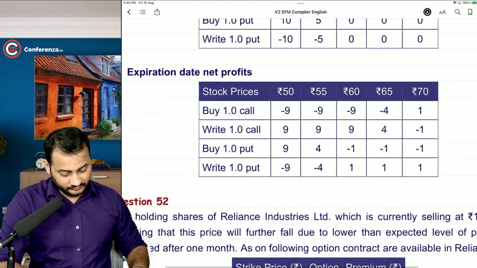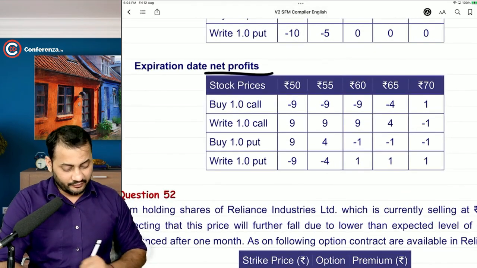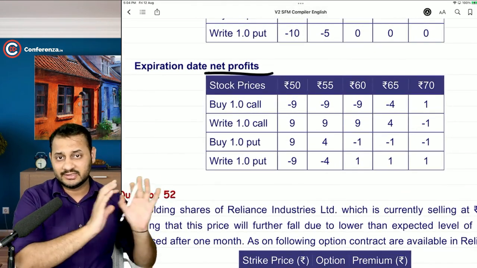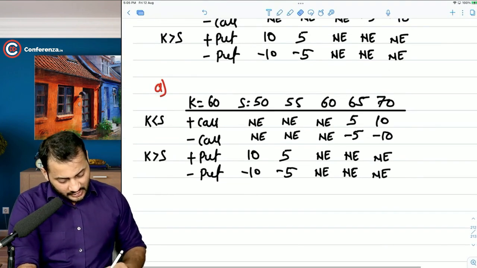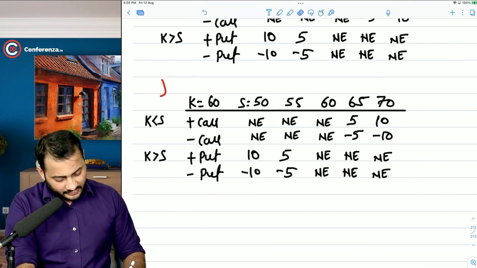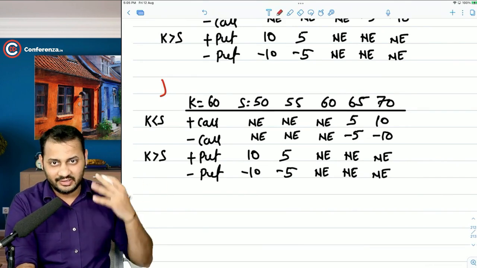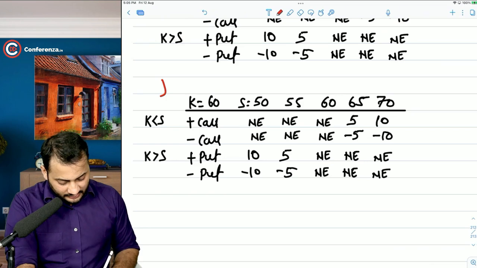Next thing, expiration date net profit. How do you calculate the net profit? This is correct by the institute as well. It's very simple, sir. If I take this second part, I am doing it my own way because the entire question has been juggled up now. B.